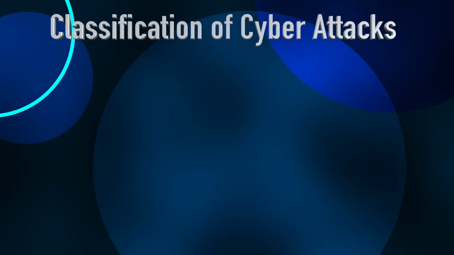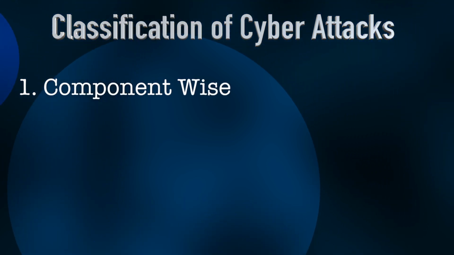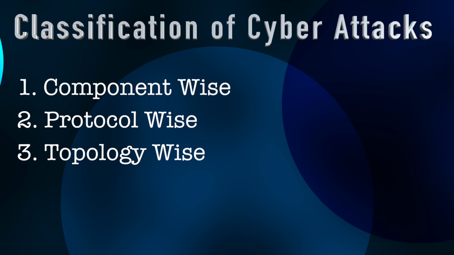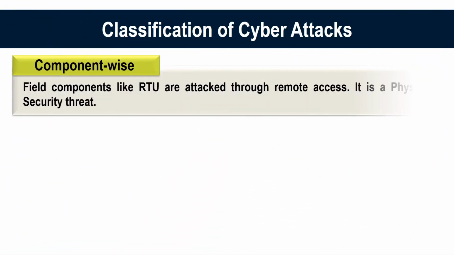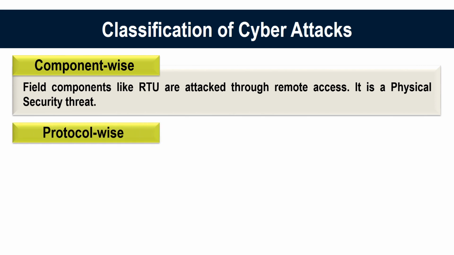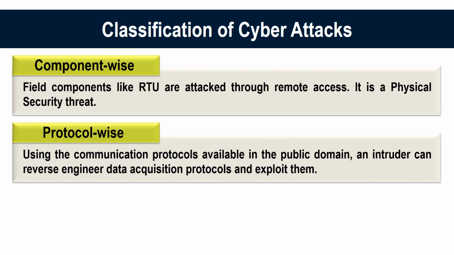Now, the classification of cyber attacks. In smart grid, the different cyber attacks are classified under three different categories. The first one is component wise, the second is protocol wise, and the third is topology wise. Component wise, field components like RTUs present in the system can be attacked through remote access. It is a physical security threat. Protocol wise, since all these devices communicate using a common protocol, injection of data into this communication protocol can make a system malfunction.